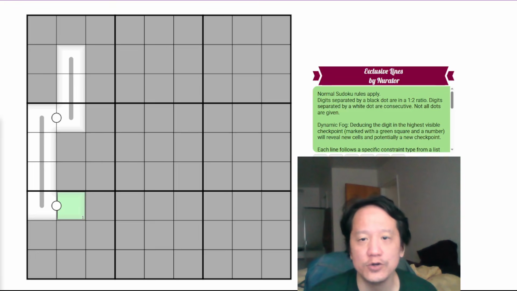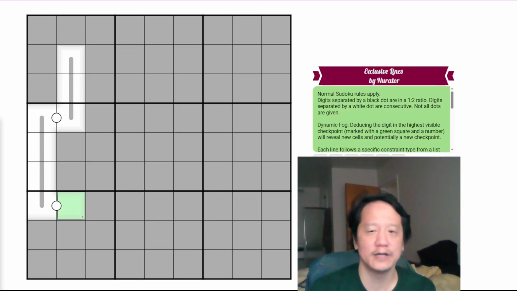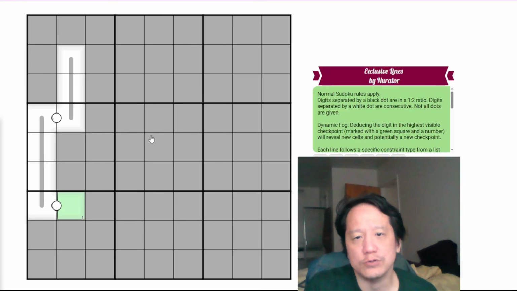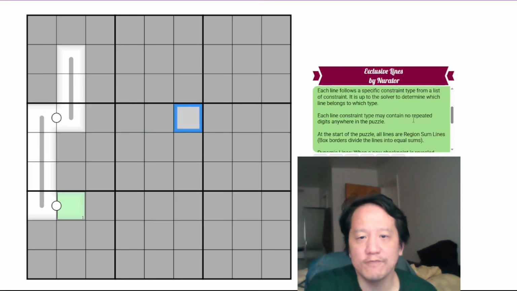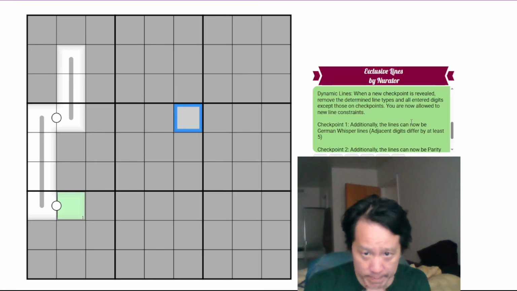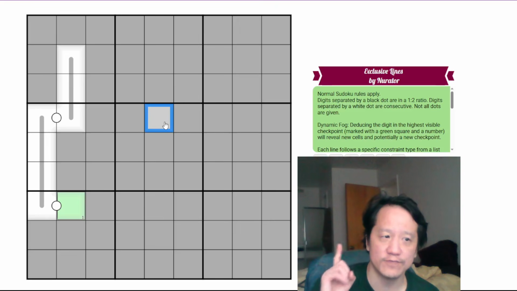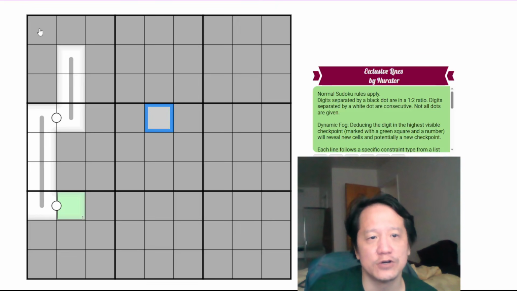Exclusive Lines by Narrator. And here are the rules. Normal Sudoku rules apply, which means in every cell in the grid, place a single digit from 1 through 9 such that there are no repeats in any row, column, or designated 9-cell region.